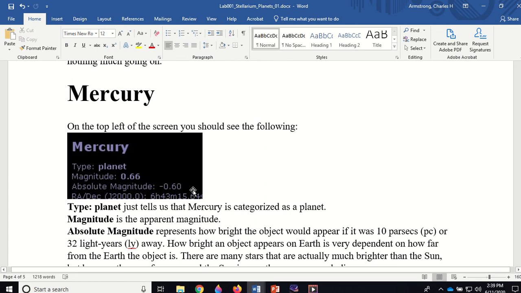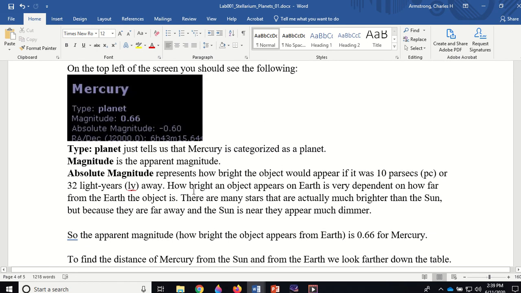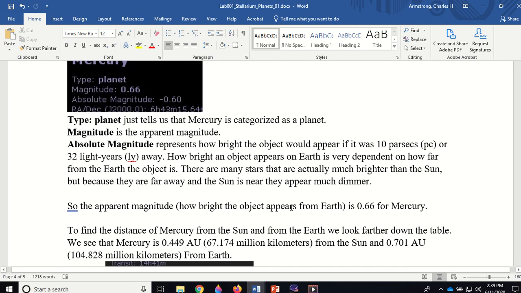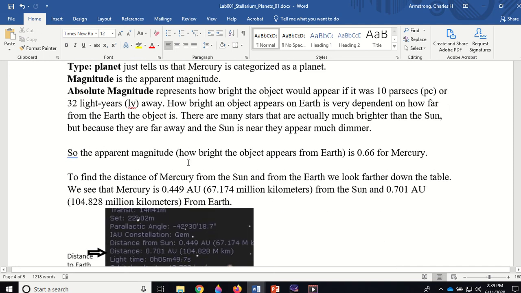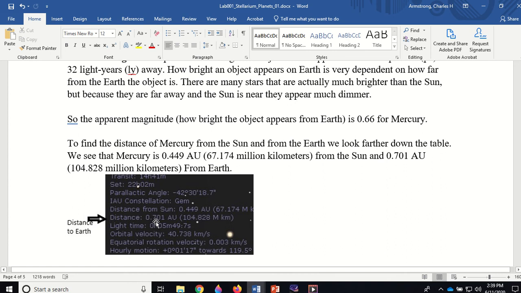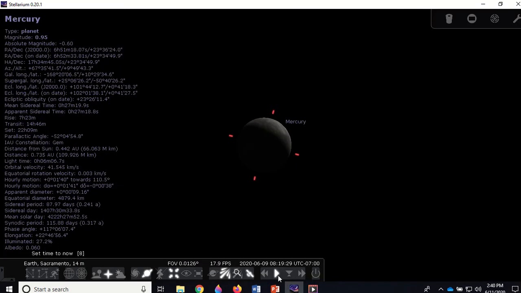All right, so anyway, let's go on from there. The apparent magnitude is 0.66 for Mercury at the time I captured this picture from Stellarium. Now to find the distance, we go down the list. You see there's distance to Earth. This one actually tells you distance from the Sun. Then the other distance is telling you its distance from the Earth. So going back to Stellarium, I think we're back to right now.